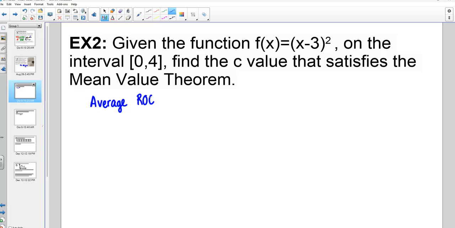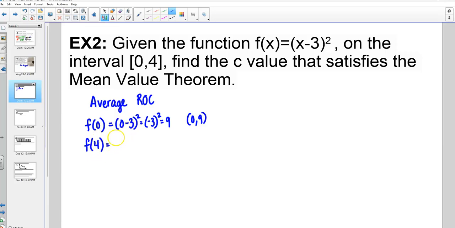If I'm finding average rate of change, I need the points that are the endpoints. What do I need to do for that? Plug in 0, plug in 4. That'll give me my y coordinates. So if I do f of 0, I will get 0 minus 3 squared, which is negative 3 squared, which will be 9. So there's one of my endpoints: 0, 9, and then I'll do f of 4.